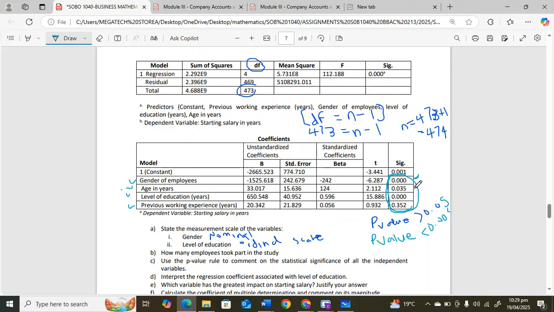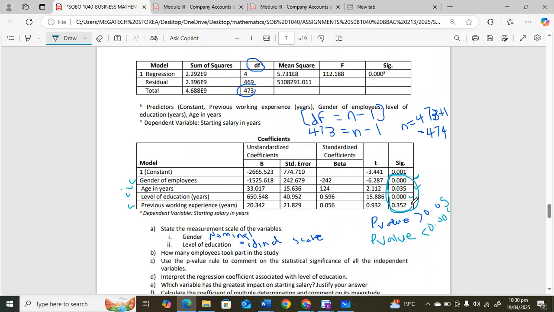Even age in years, as you can see here, 0.035, so less than 0.05. So there is a significant relationship between the age and the salary. Level of education, as you can see, 0.000, less than the p-value.